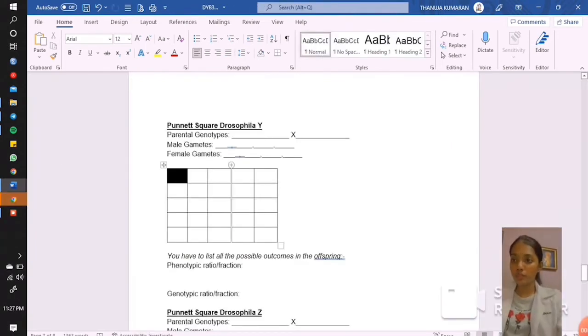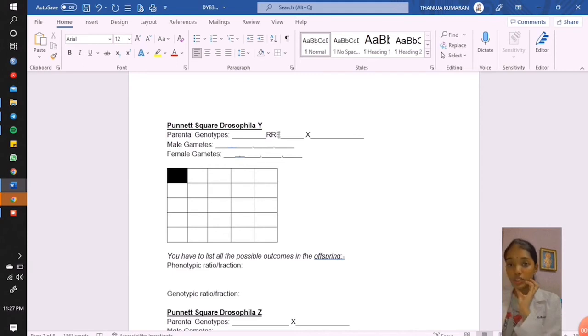So next is the Punnett square. For the parental genotype, for the female parent, we use homozygous eye color with heterozygous body color. So it represents capital R capital R with capital E and small e. Then we represent the male one with heterozygous eye color with heterozygous body color.